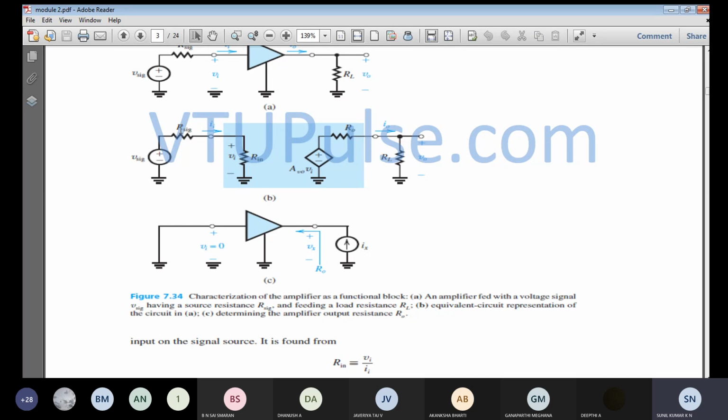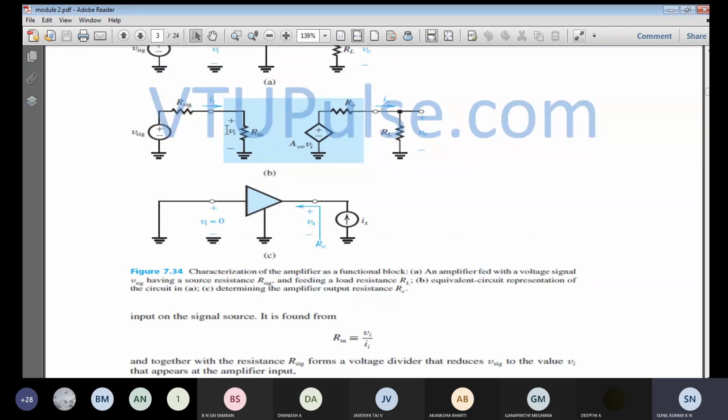If a small finite amount of R signal is there, then obviously it acts as a potential divider. The voltage will get divided across these two, and the effective input voltage will not be exactly the same as V signal. So in order to find this, Vi will be equal to what?